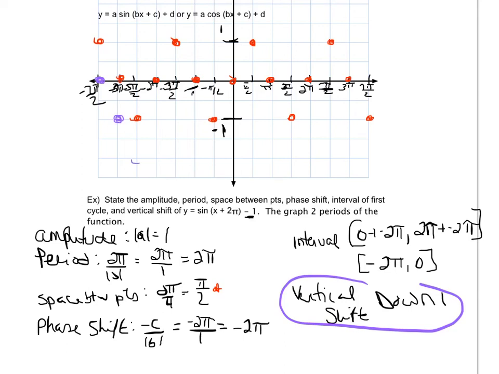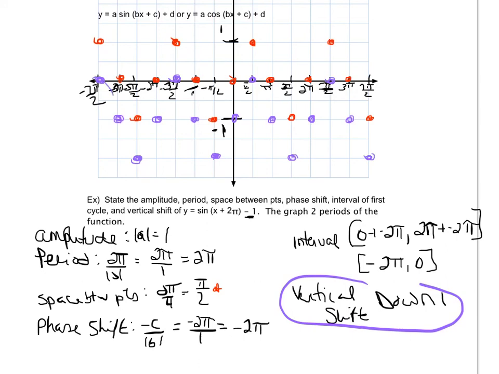And the reason I suggest doing it in a different color is because it makes it easier when you go to connect the points, when you can see you're connecting all of them of a certain color. So I'm just dropping all of them down 1. All of them down 1.